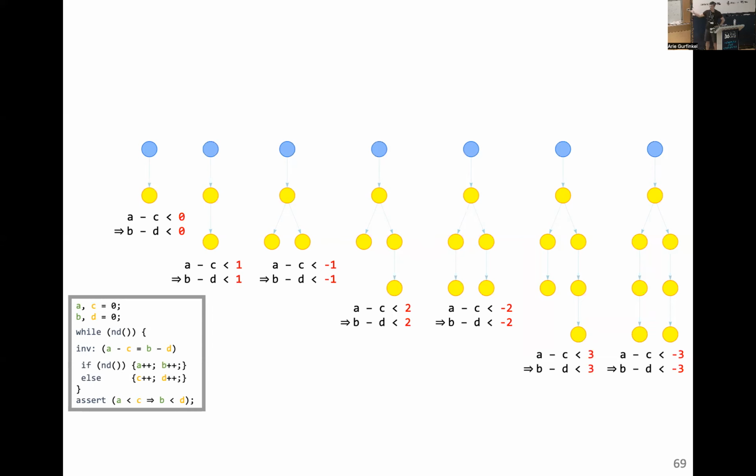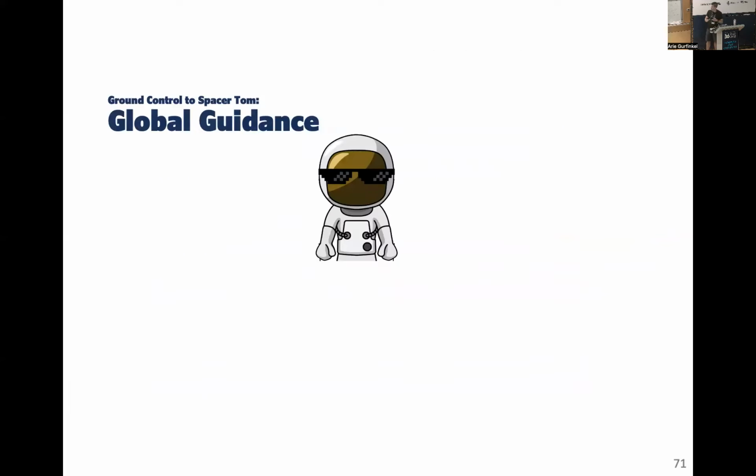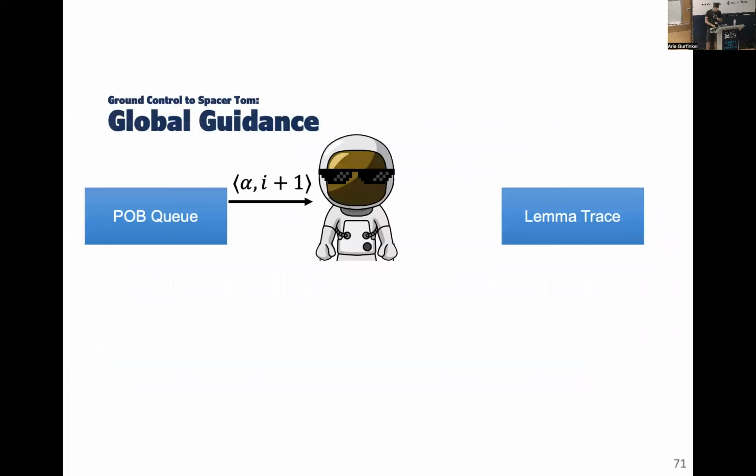And so this is what motivated us to look at this. This is a form of data-driven generalization, where we want to look at the data that's produced in a proof, somehow mine and cluster it, and then try to find ways to have the same information but with fewer symbols. This is what we call global guidance.